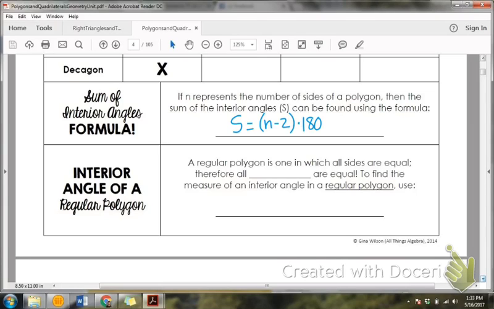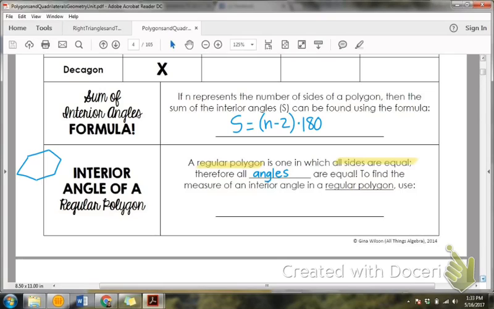A regular polygon is one in which all sides are equal. You should know that. That's going to be a vocabulary word. Regular polygon, all sides are equal. If all sides are equal, all angles are equal as well, if you see that word regular. If you wanted to find out how much each interior angle was, what do you think we need to do? Let's take a hexagon, for example.